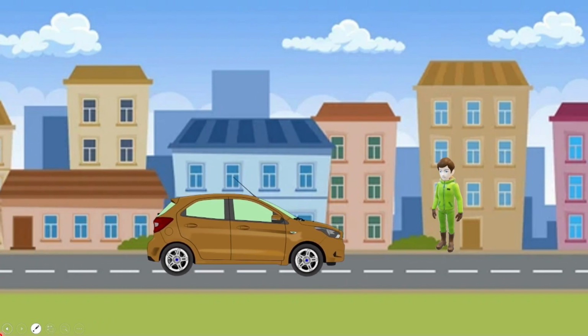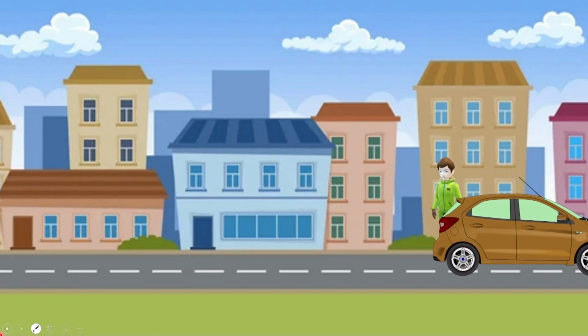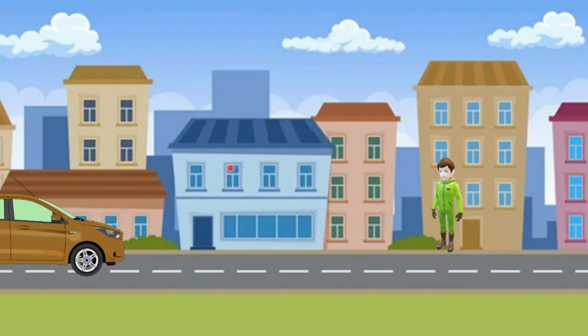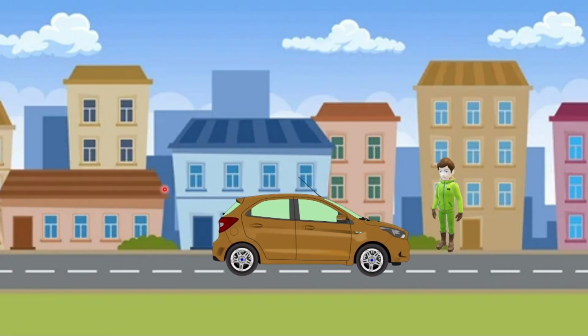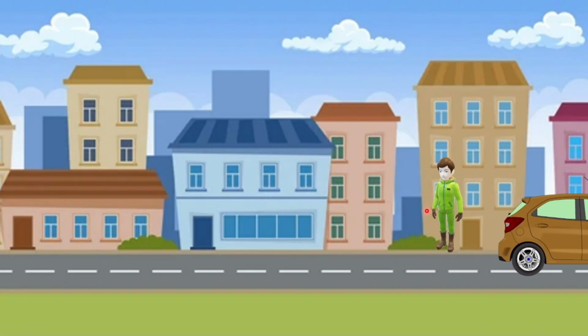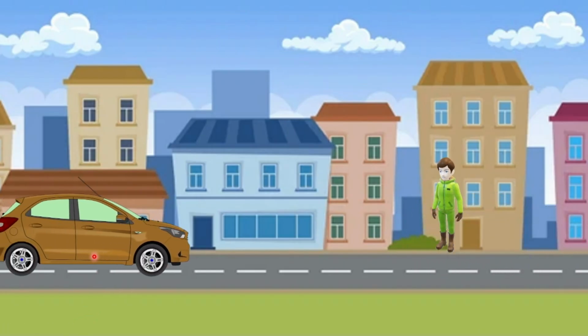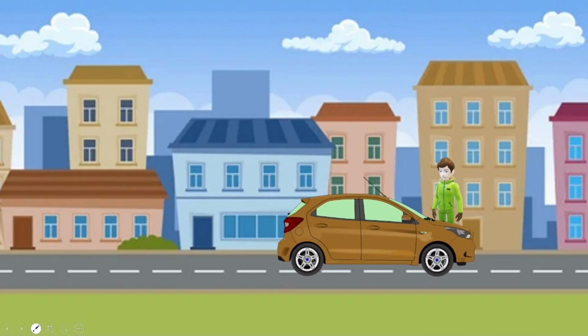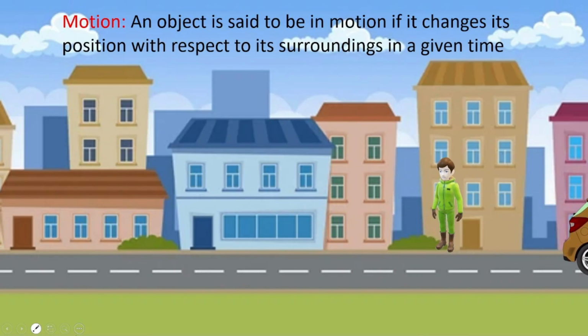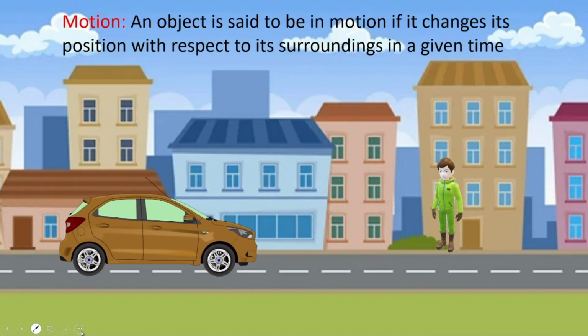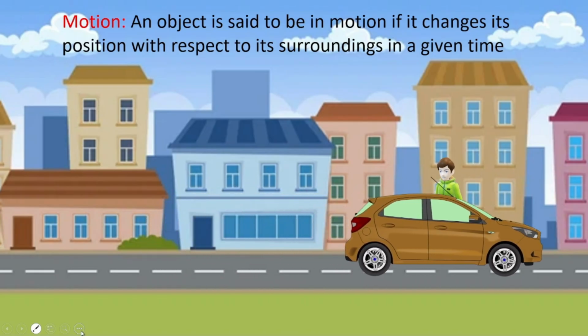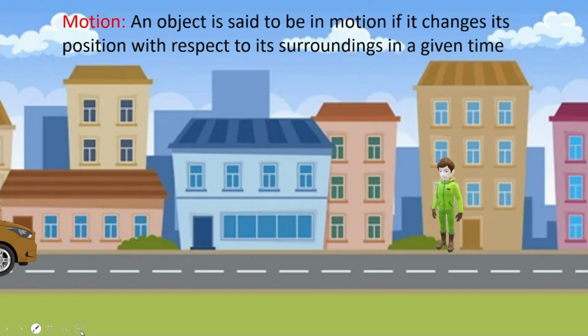Now the car is moving. It means the car is changing its position with respect to the houses and the boy. Then we can say that the car is in motion. An object is said to be in motion if it changes its position with respect to its surroundings in a given time.